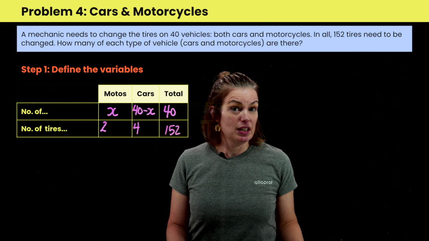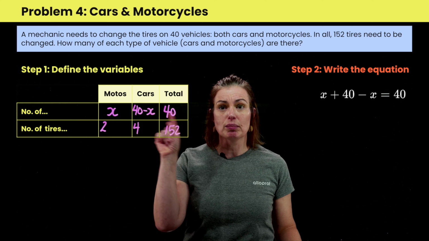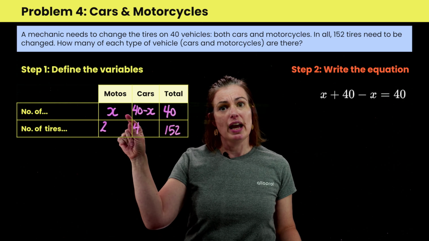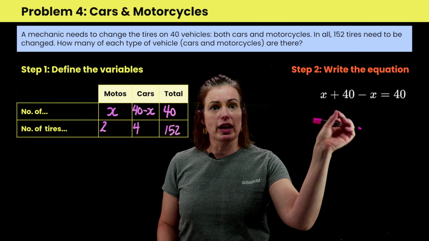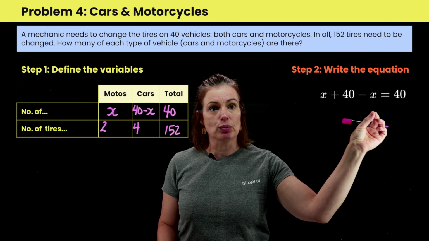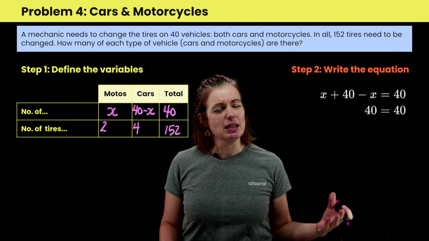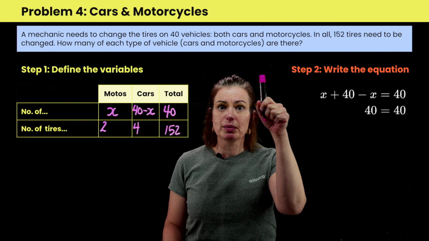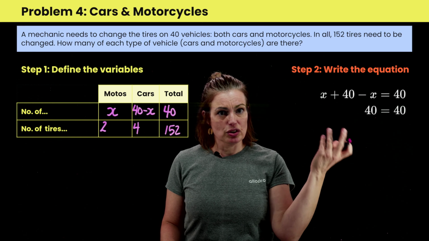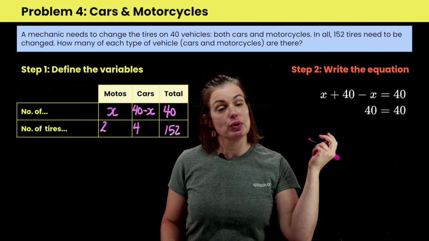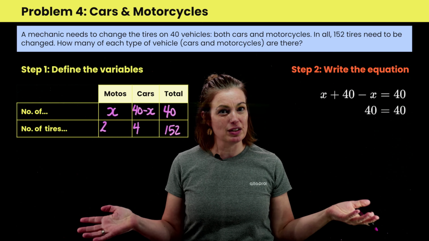My second step is, of course, writing the equation. I'm going to do that using my first line of work. I know that I have X number of motorcycles and 40 minus X number of cars. So if I add those 2 statements together, it's going to equal 40. I think you can quickly see that this doesn't really get me any further in terms of figuring out how many of each type of vehicle there are. Because if I start to solve this, X minus X is going to give me 0, and quickly I get 40 equals 40, which hasn't really advanced my problem.